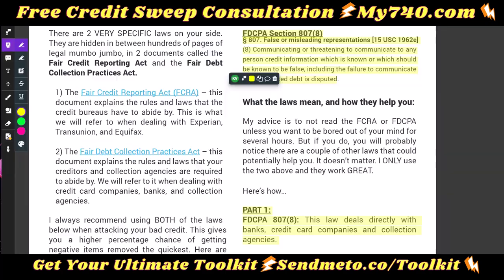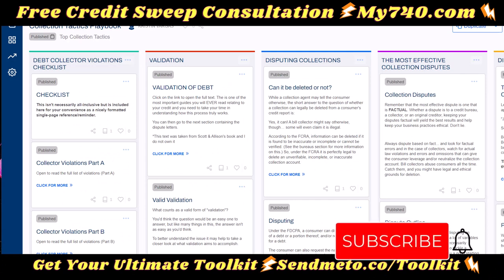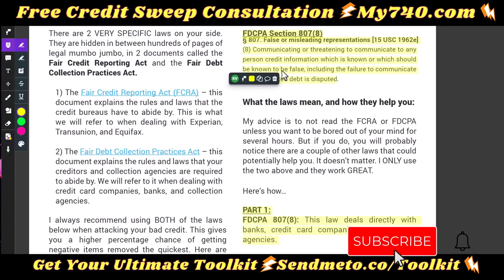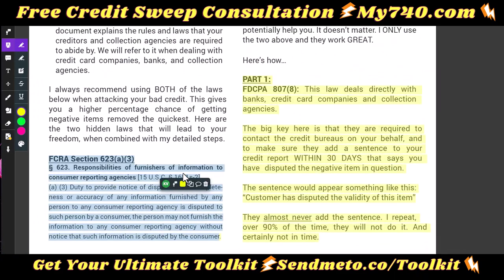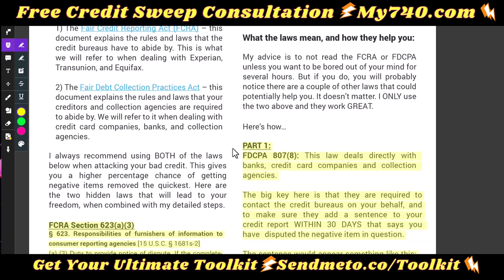But let's get right to this, okay? Just so you know, this is part of the full validation of debt method, all right? But we're only going over these 2 laws, okay? So I use these every single day. I've removed over 50,000 negative items over the last 4.5 years just using these 2 laws.